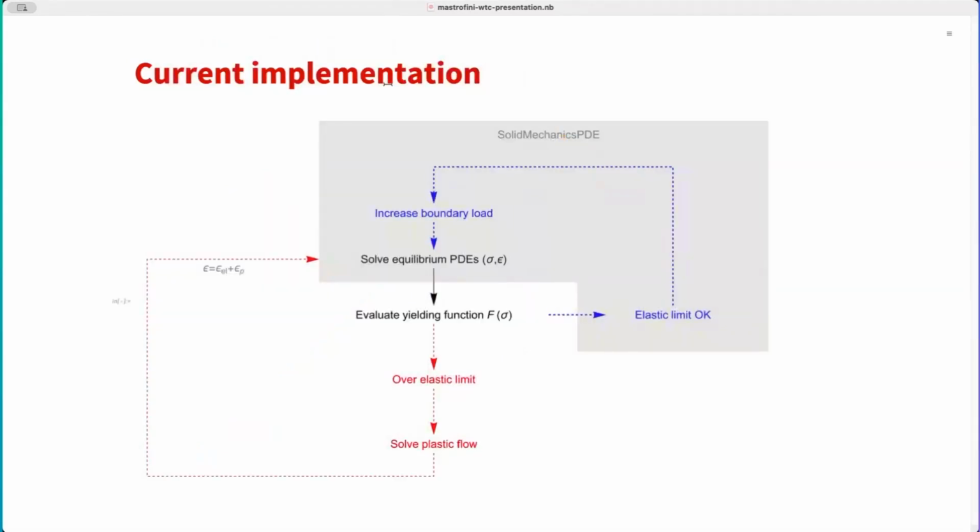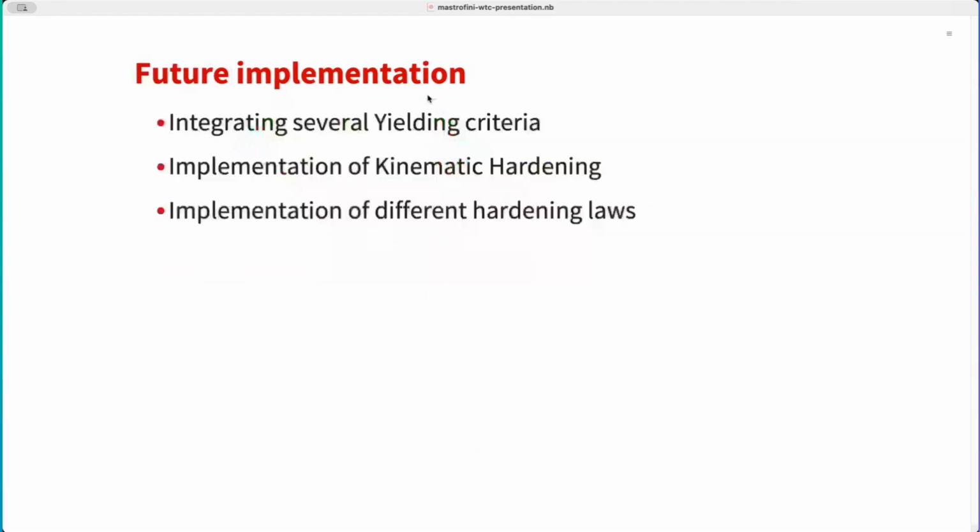So, this is what we are currently working on. We are mostly working on finding the optimal way to integrate this iterative solution within the solid mechanics PDE library of Mathematica. But we are still working on it. We are also thinking about future integrations, like integrating several yielding criteria, or implementing different models of hardening, not only linear hardening, but also kinematic hardening, and allowing the user to insert a custom hardening law.